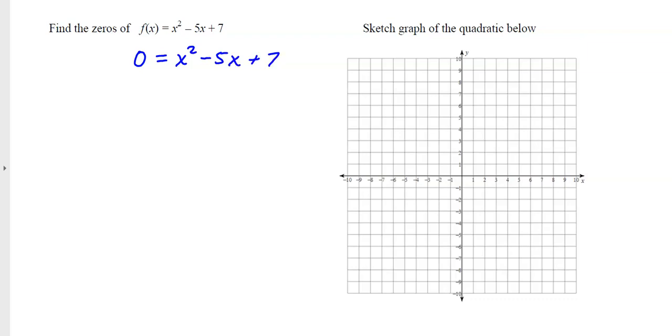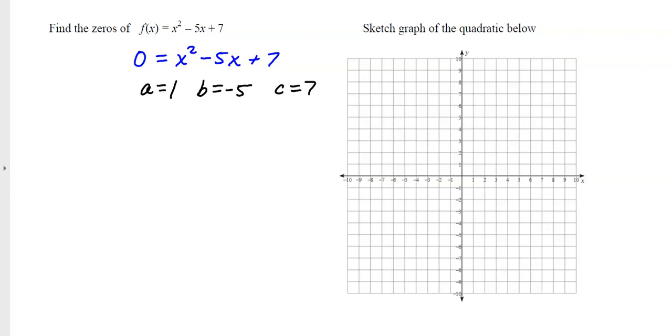Well, normally I'd try to factor it, and I cannot find two numbers that multiply together to make 7 and add together to make -5. So I'm like, oh, this is nasty. I could either complete the square or use quadratic formula, and we're going to use the formula. So a is the coefficient in front of the x squared, b is in front of the x, and c is the constant at the end. So there's my a, b, and c.